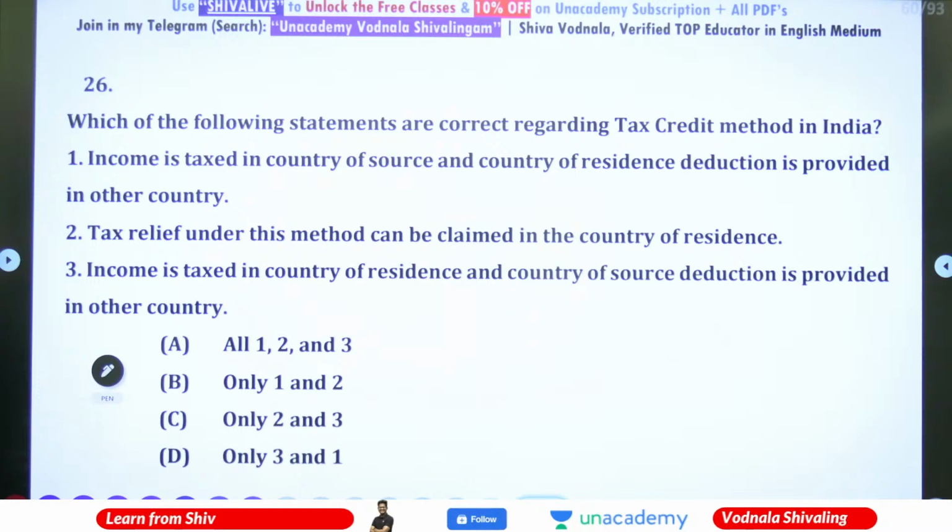Regarding the tax credit method in India, which statements are correct? Tax credit method in international taxation, which is double taxation related.